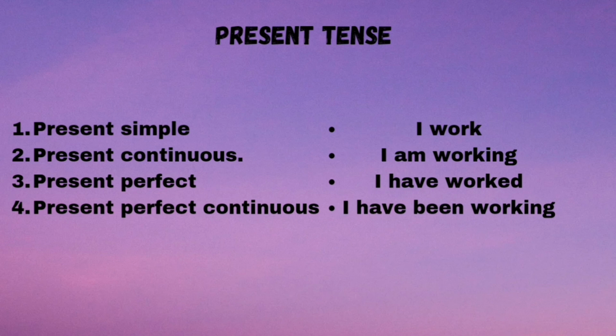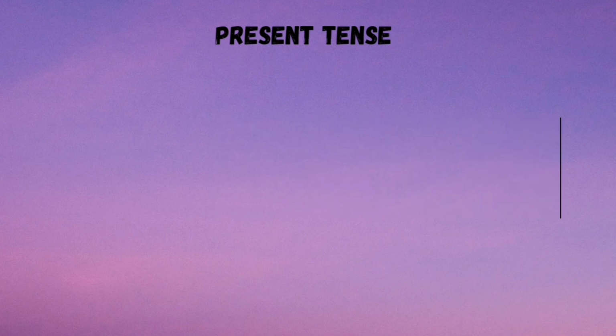Present simple: I work. Present continuous: I am working. Present perfect: I have worked. Present perfect continuous: I have been working.